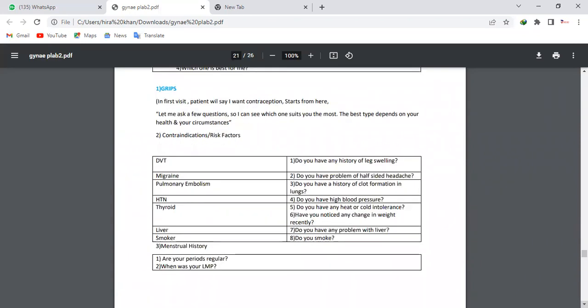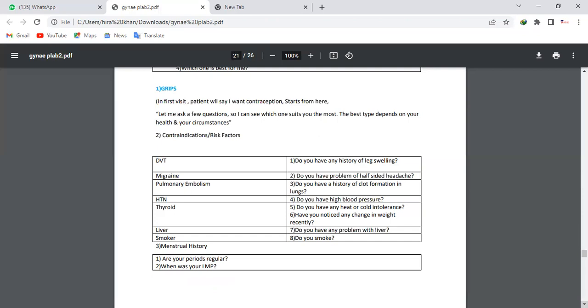So first of all, always keep it in mind: whenever the patient comes and asks for contraception, say, let me ask a few questions so I can see which one suits you the most, because the best type depends on your health and your circumstances. So let me just ask a few quick questions. Okay, is that okay for you, Saira?